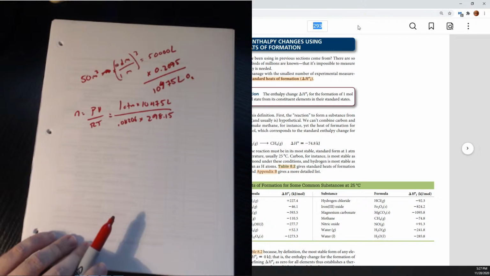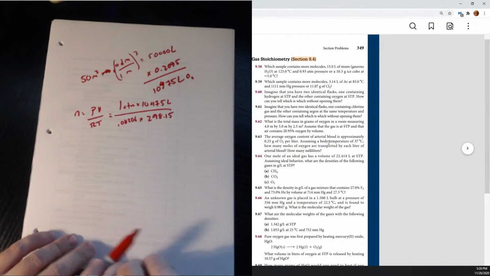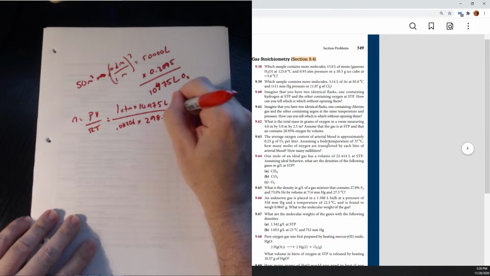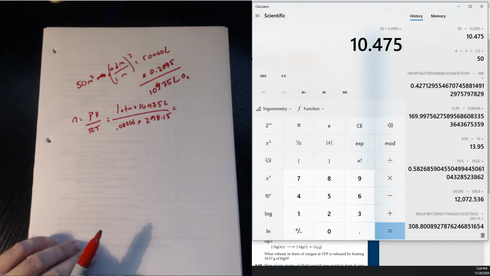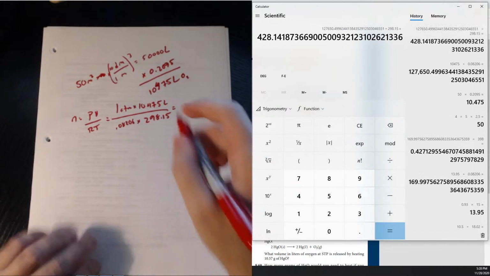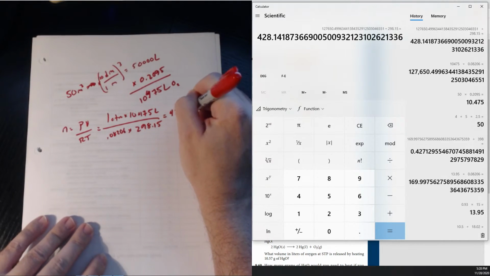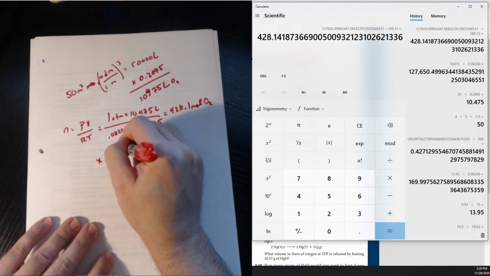Excellent. Okay, so bring our calculator back up. 10,475 liters divided by 0.08206, and then we divide by 298.15. That gives us 428.1 moles of oxygen. Then we multiply that by the molar mass of oxygen.